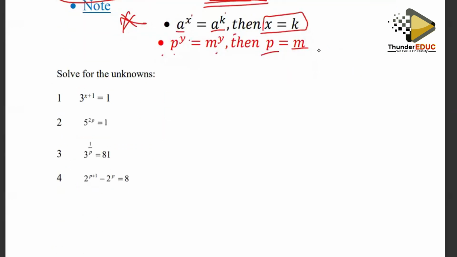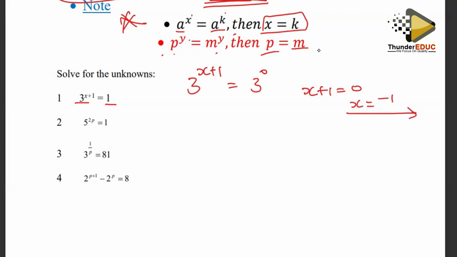We have to reach 3 to the x plus 1 is equal to 1. So number one, they told us we must create the same bases on either side, okay? We have a base of 3, we have 1. Remember, under the laws of exponents, we said 1 can be expressed as multiple bases to the exponent of 0. So that's going to be 3 to the x plus 1 is equal to 3 to the 0. Drop the bases, which means x plus 1 is 0. Then x becomes negative 1.